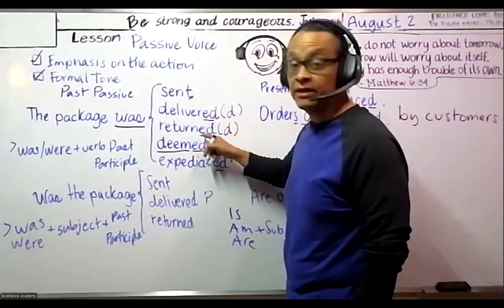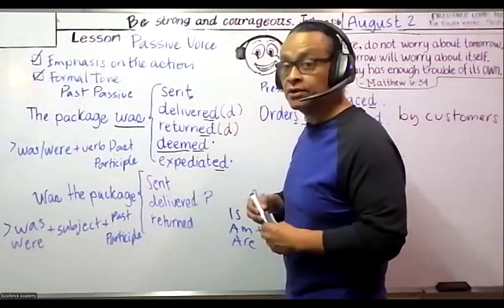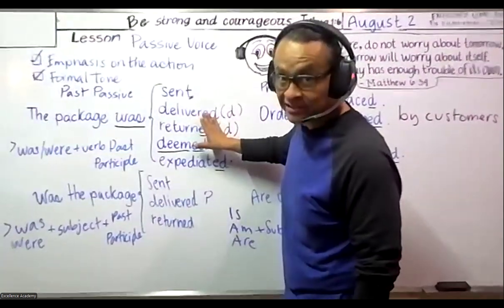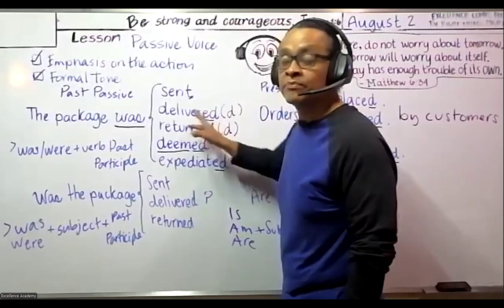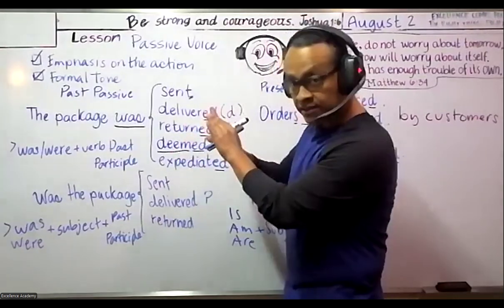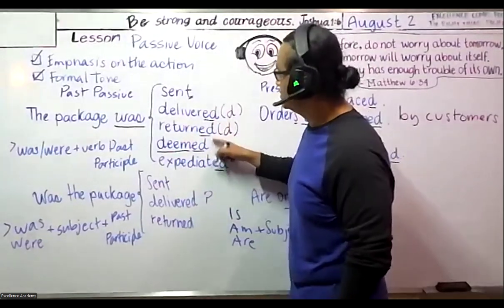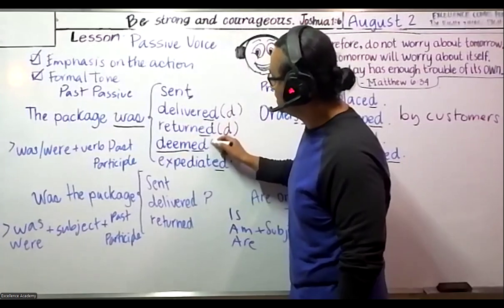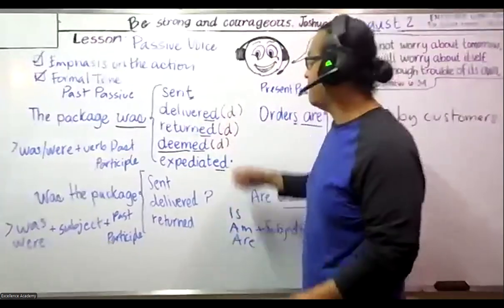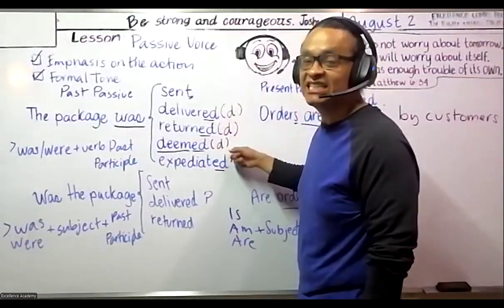For returned, also, the ed ending is a D sound. So I'm not going to say returned with a T. I'm going to say returned. So you say the verb return first. Step 1, return. Step 2, you say returned, and then you put it together, closer together, returned. With deemed, same thing. The ed ending is just D. You're going to say deemed.